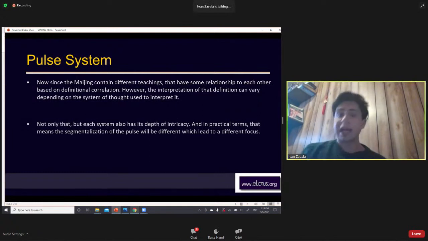So the fluidity aspect. Now, post system. Since the Maijing contains different teachings that have some relationship to each other based on the fictional correlation, what I mean is that while there are different teachings within the Maijing, there is a relationship to each other by how they've been defined previously.